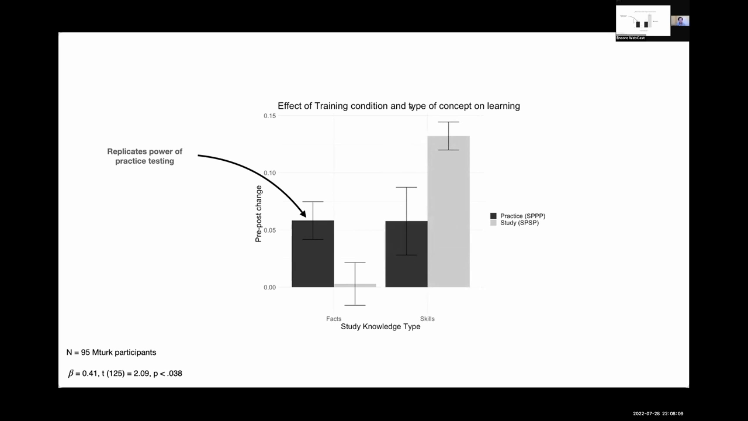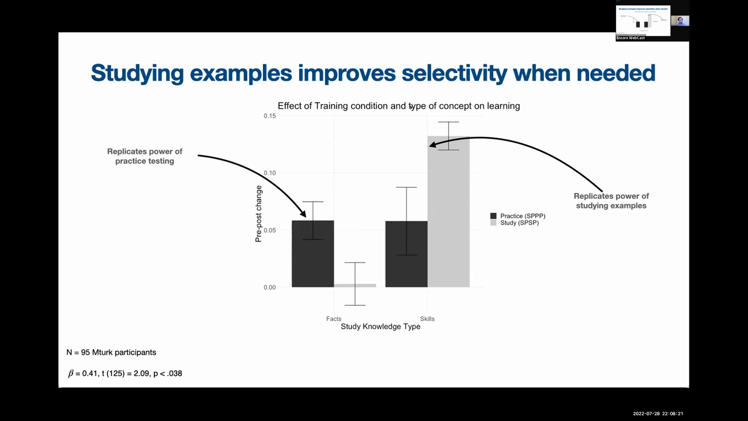Conversely, when learning skills, participants learn more during study training than during practice training. This also replicates the benefit of studying examples that is evident in the literature, but more importantly, this pattern of results is consistent with the hypothesis I set out to test. Examples improve selectivity when needed, as is the case when learning to apply the formula to different kinds of materials. So learning to generalize the formula.